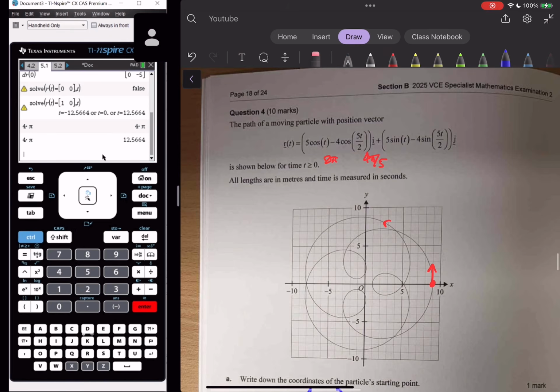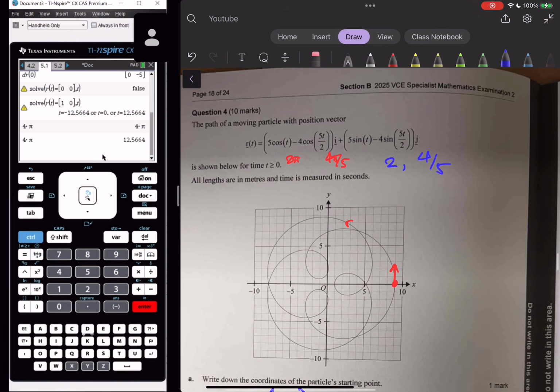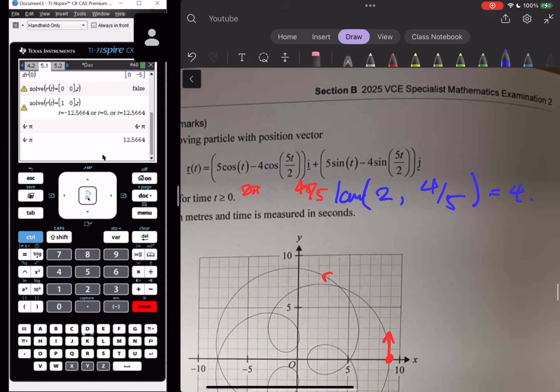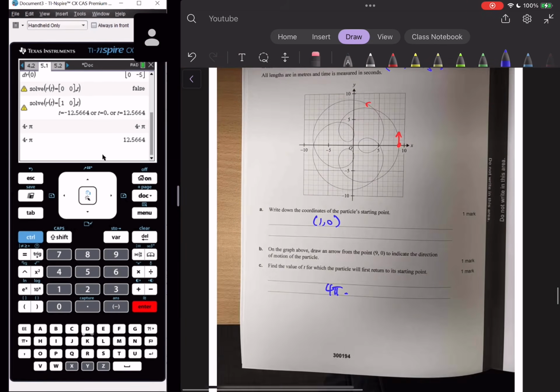Because, lowest common multiple, well, if you just take 2 and 4/5, then lowest common multiple is just 2. Well, no, it's not 2, it's 4. LCM of this is 4. Does LCM work for fractions? I don't know. I'm just making up maths here.